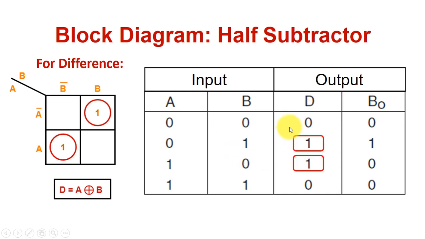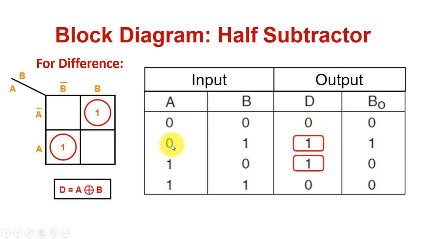So as we can see in the column of the difference D, the 1 appears for the combination of input 0 1 as well as 1 0. And since this truth table is having 4 combinations, or we can say 4 rows, the K-map will be having a size of 2 cross 2.